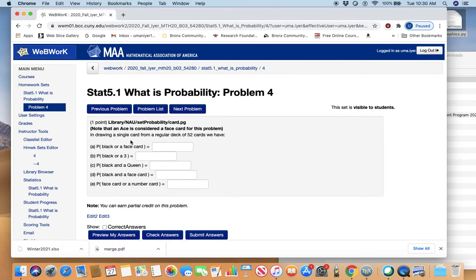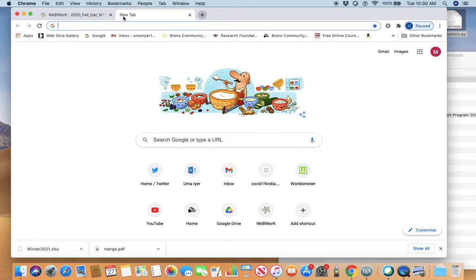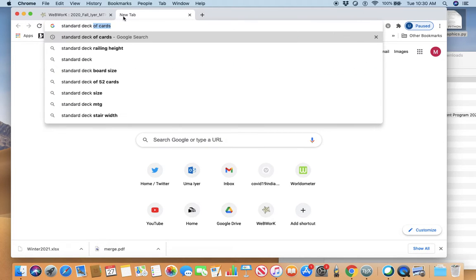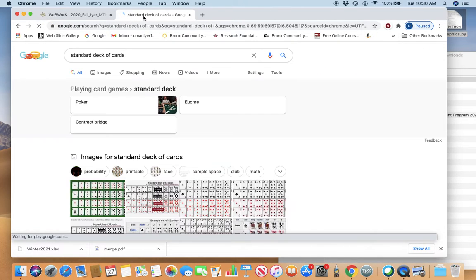In drawing a single card from a regular deck of 52 cards, a black or a face card. Let's open a card, right? A standard deck of cards. Let's see some pictures of a standard deck of cards. They are all good.